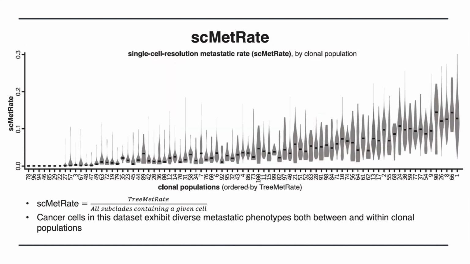And they further look into individual cells of each clone to see whether all cells in one clone exhibit the same rate. By calculating the single-cell met rate, they find some clones are bimodal, such as clone 7, suggesting cancers in this dataset exhibit diverse metastatic phenotypes both between and within clonal populations. And we will come back to the bimodal clone later.